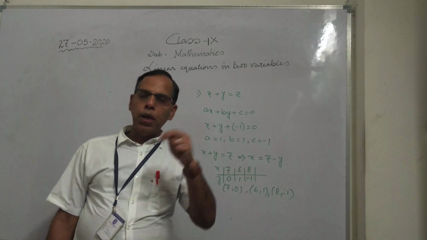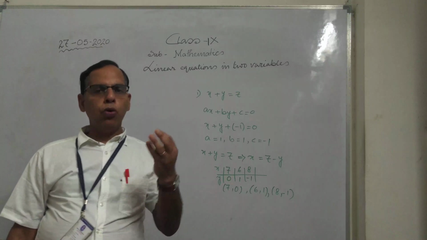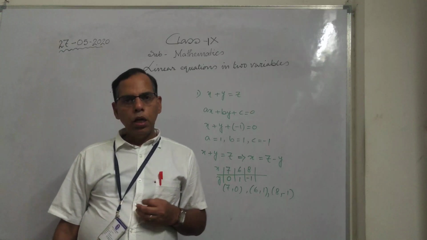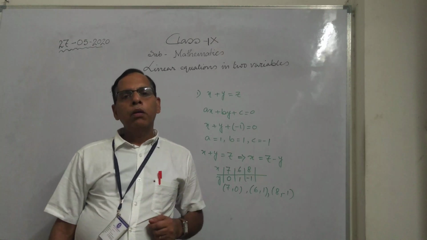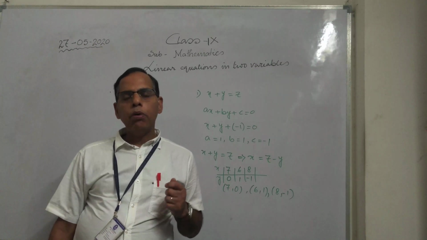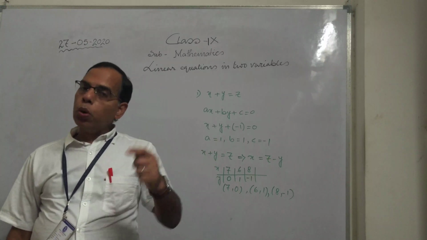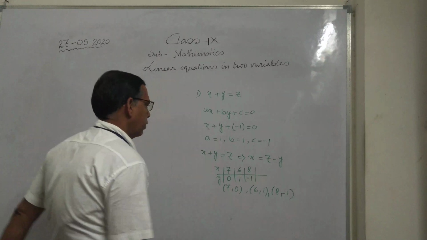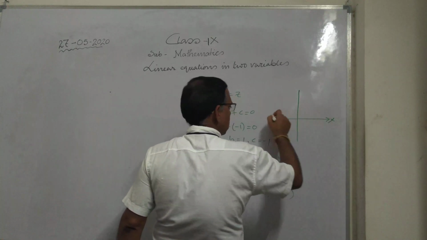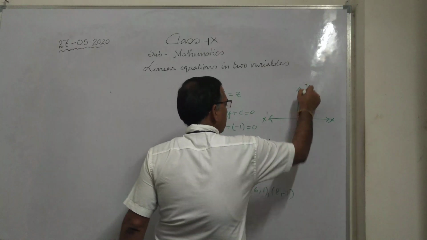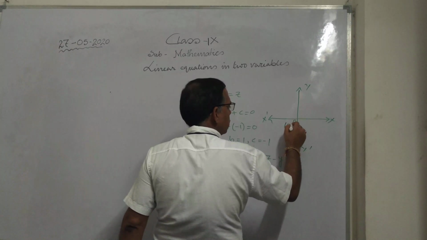In the graph paper there are two axes, XOX dash and YOY dash, which divide the plane into four parts. Each part is known as a quadrant. The point of contact of the two axes is the origin. What is the coordinate of the origin? 0, 0. Suppose these are the two axes, X dash, Y dash, then this is 0, 0.